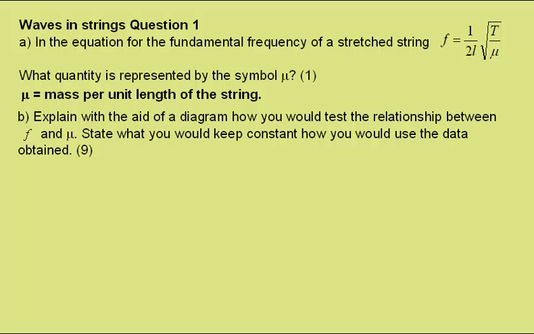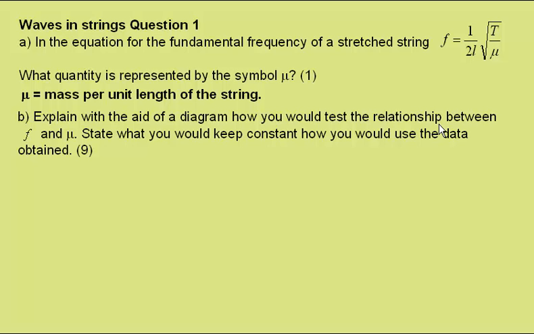Part B. Explain with the aid of a diagram how you would test the relationship between frequency and mass per unit length of the string. State what you would keep constant, how you would use the data obtained. Well, there are 9 marks for this question, but it is broken down into several parts for us. It says with the aid of a diagram, so they are expecting a diagram. There'll be at least 2 marks for details on the diagram. How you would test the relationship, the method you would employ.